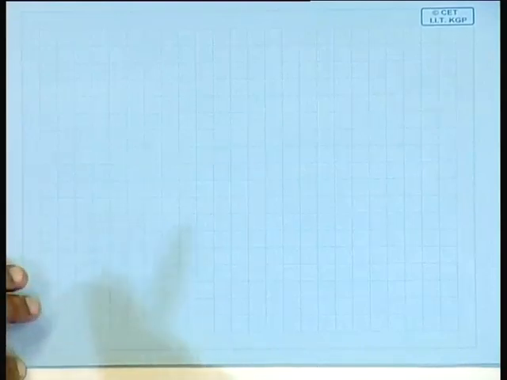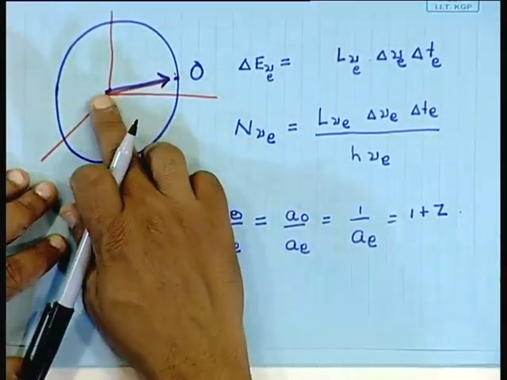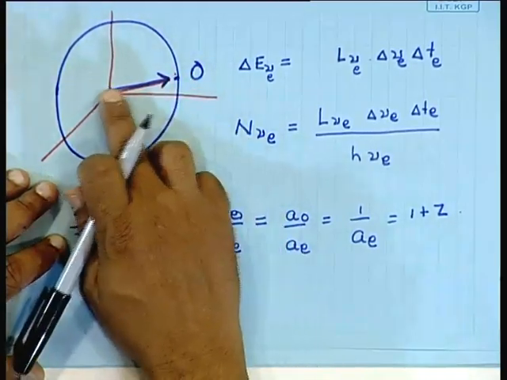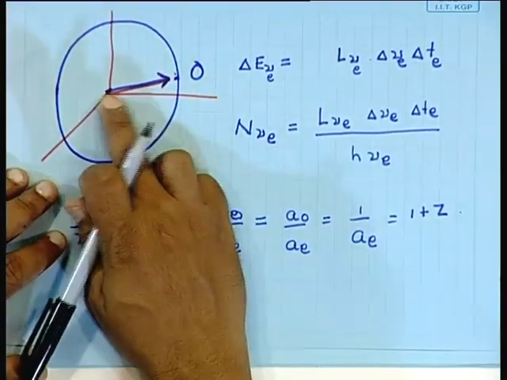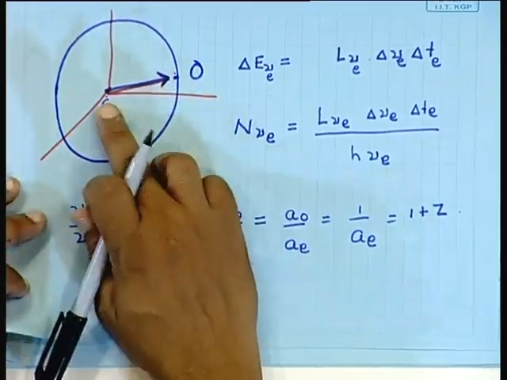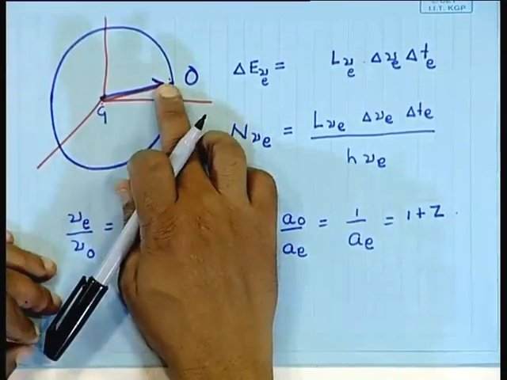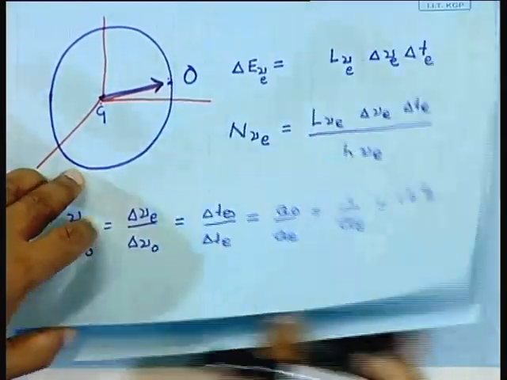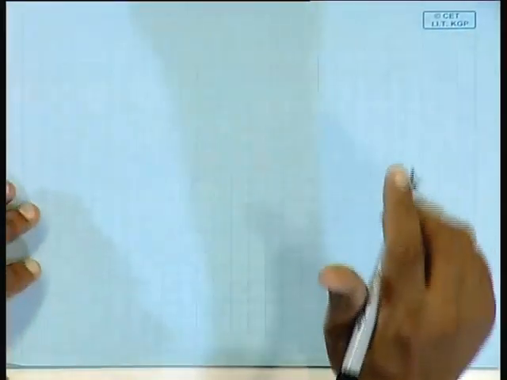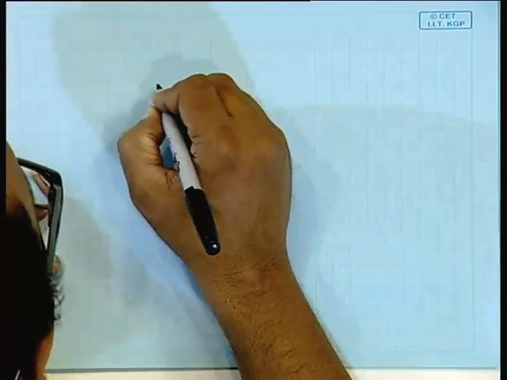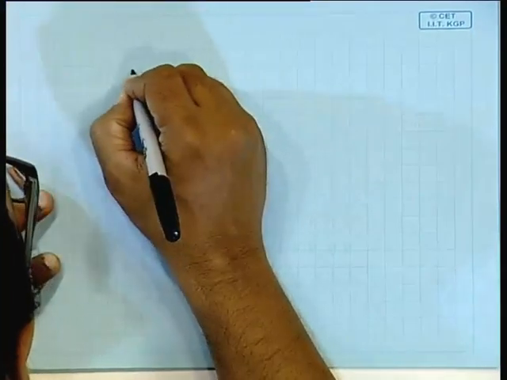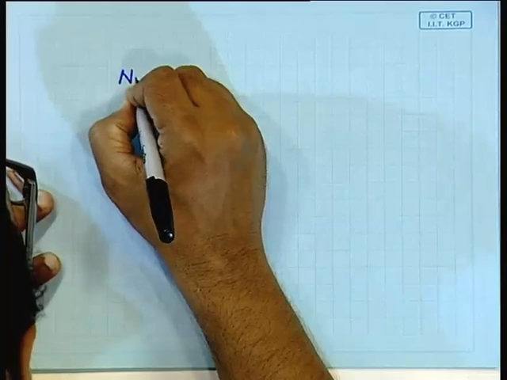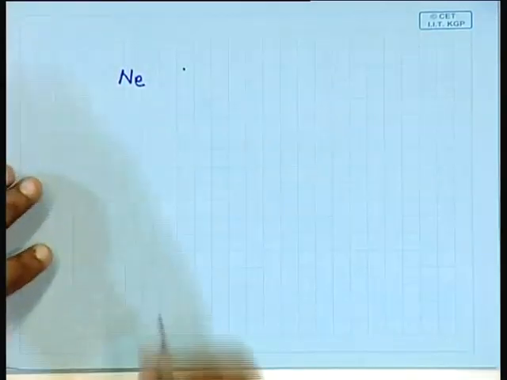So, how many photons? This observer will observe the same number of photons. Photons do not get destroyed as they go from here to here, only their frequency changes. The rate at which they are emitted and the rate at which they are received are different, but all photons emitted here reach here, that is what we are assuming. So, the number of photons that will be observed by this observer is the same N nu e, sorry.